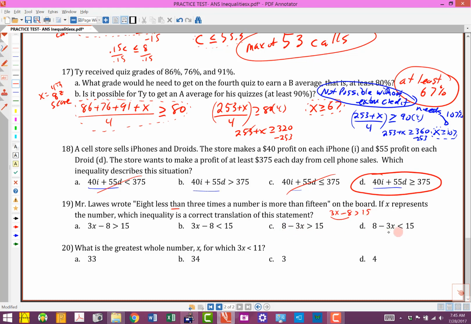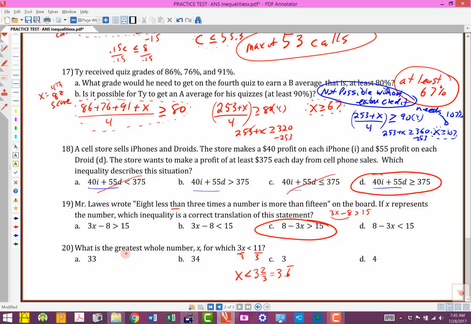This one says it's less. This one says it's less. This one says it's greater than. Not that one. We just want this one right here. So there's the answer. And then the last one here is, what is the greatest whole number, x, for which 3x minus 3x is less than 11? So we actually have to go through and solve this, but they gave this to us. So this is going to be x is less than, let's see, that's going to be 3 2/3. And that's going to be the same as 3.6 repeated.